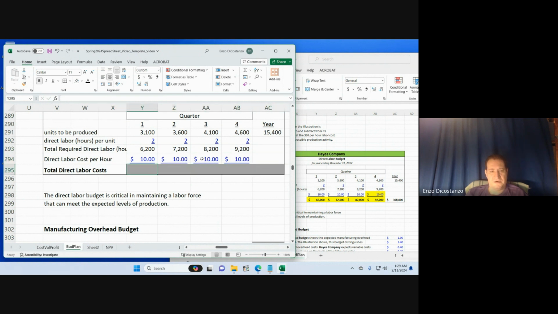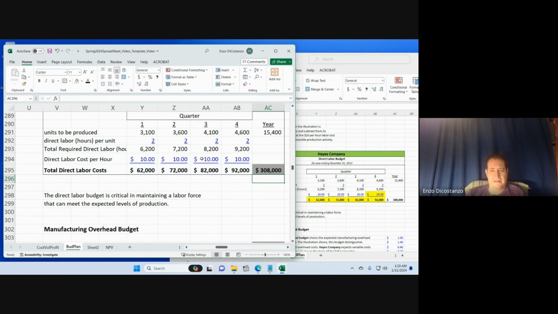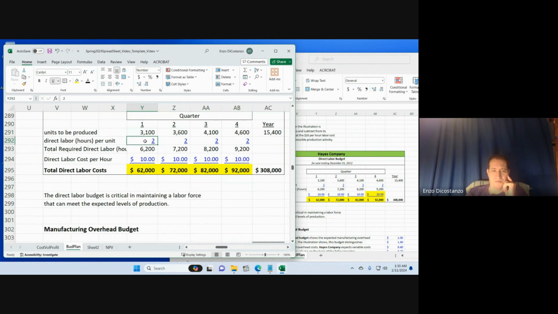And labor costs here are going to be, the hours are 6,200, equals product. That's the $10 times the 9,200. And you could say equals like that. 308. Okay. That's how you have the direct labor budget. What you're producing, hours per production, and the cost per hour.